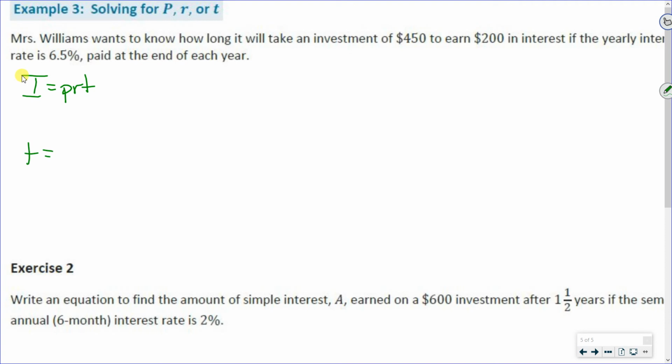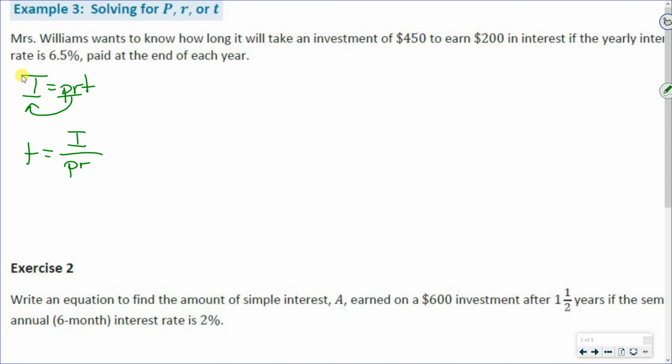Well, time is just if we do a little bit of manipulation. We take the P and the R and we move it over here. This is multiplication, so we'd end up having to divide. So we'd get interest divided by P times R. So that's how you find time. You take the interest and divide it by the principal times the rate.